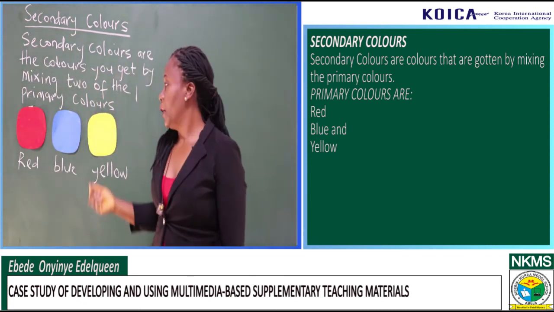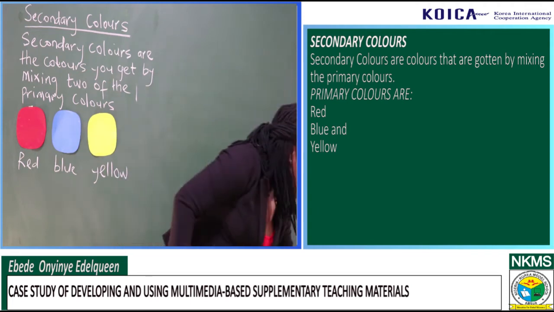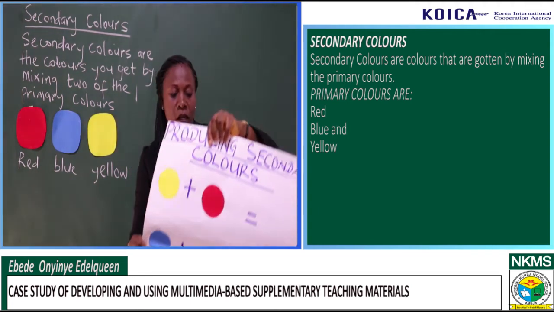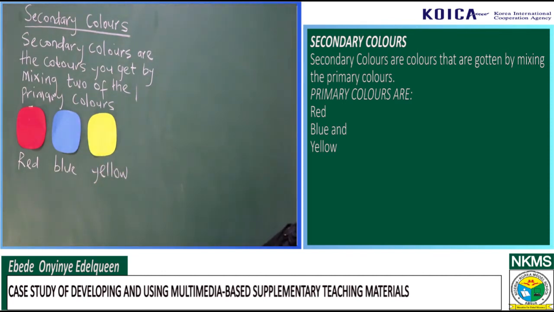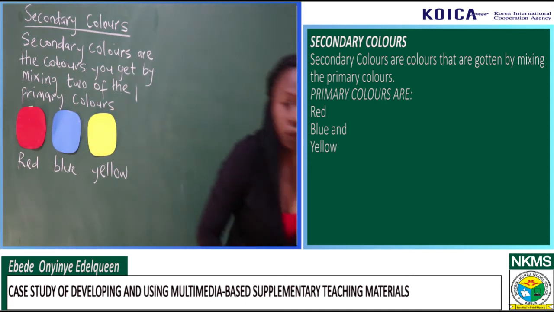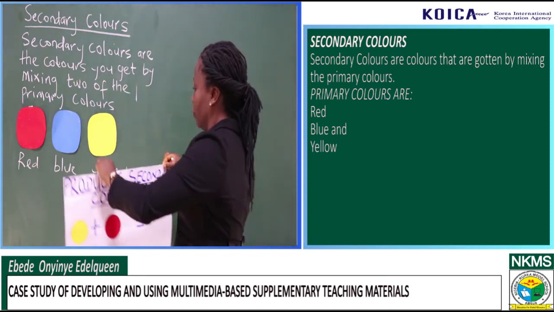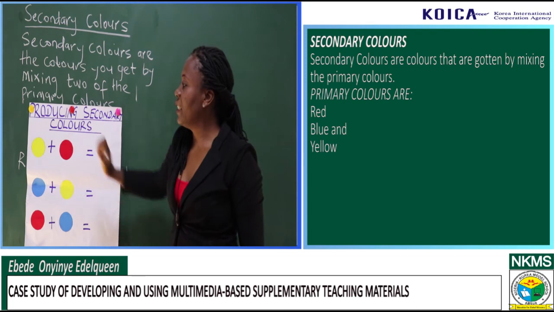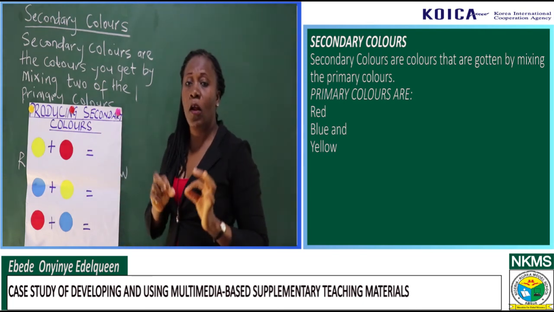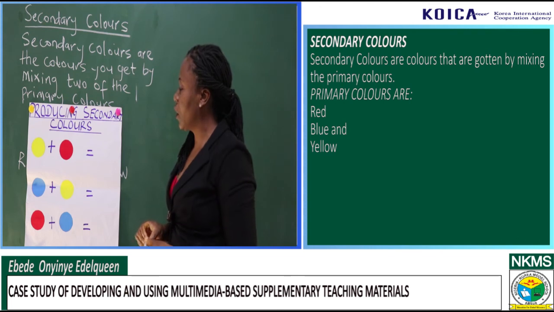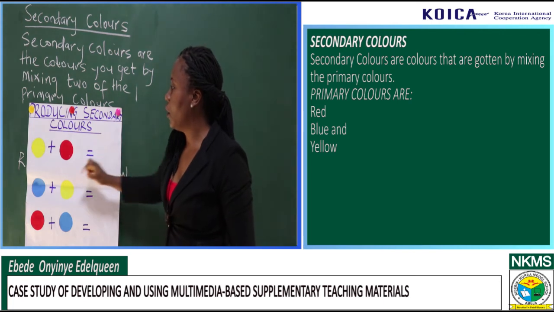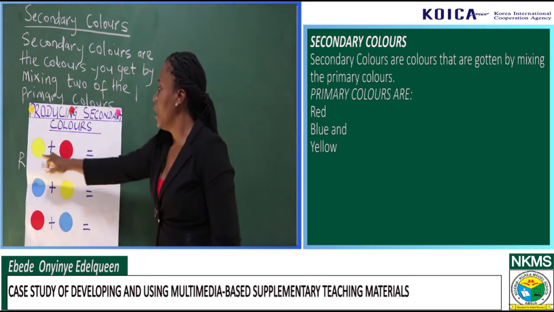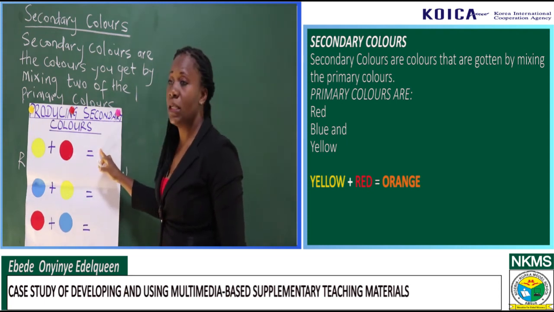How then do we get the secondary colors? We are going to use this chart to get the secondary colors. So for us to get the secondary colors, we mix two primary colors together to get each of the secondary colors. We mix yellow and red, we get orange.